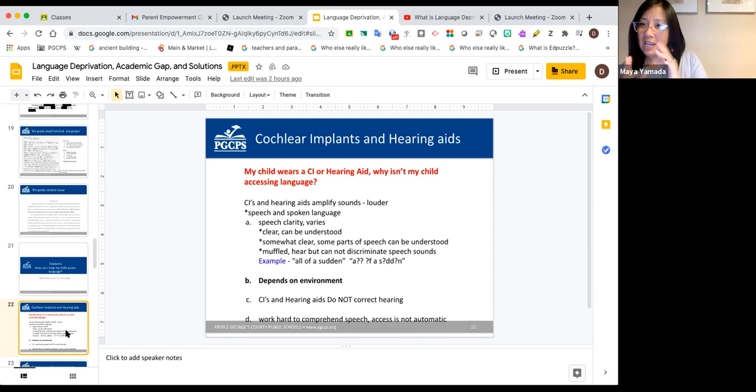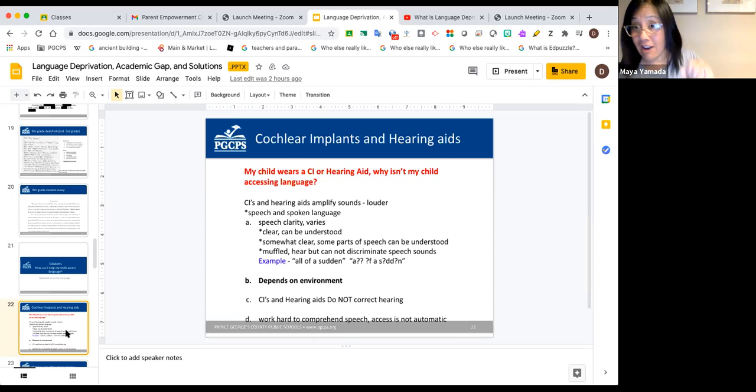So there is often a misunderstanding about hearing aids and CIs. Okay, it's not like wearing eyeglasses. I have glasses on now. When I take them off, my vision is blurry. When I put them on, I can see clearly. I don't need any other support for my vision. My glasses do the job.